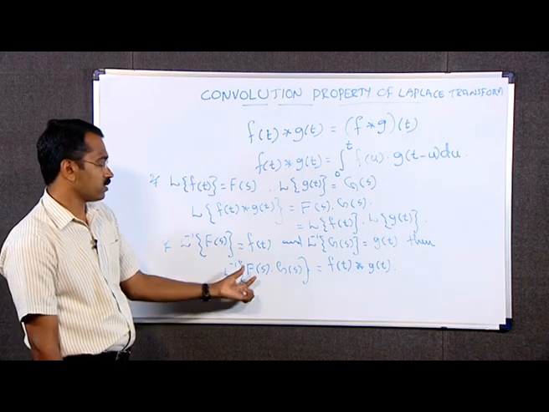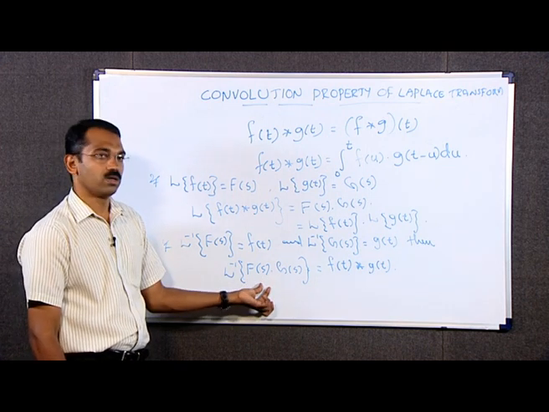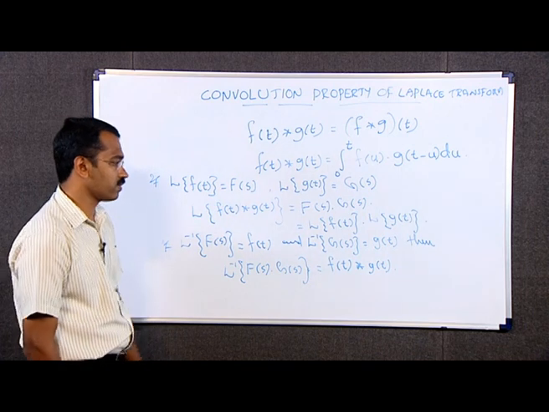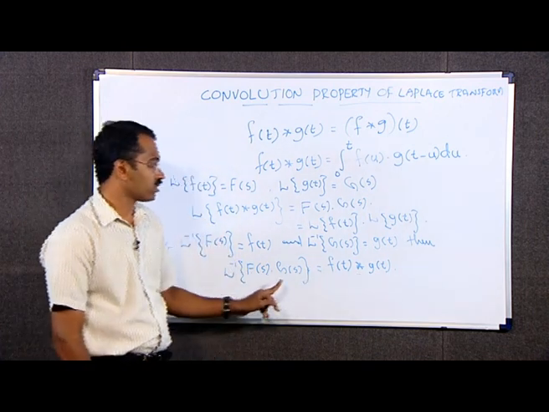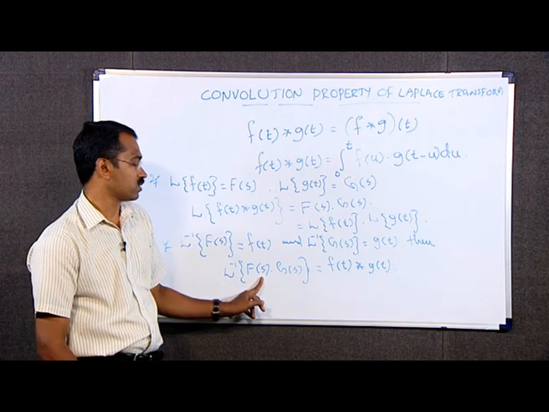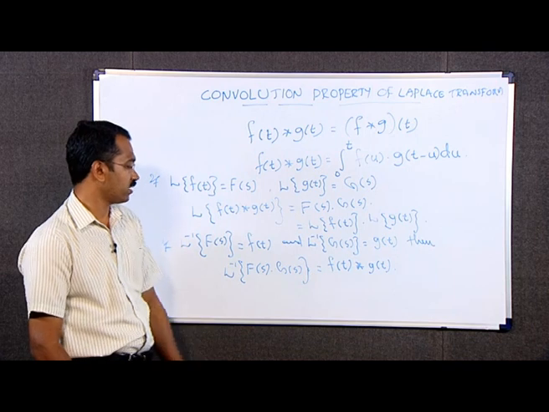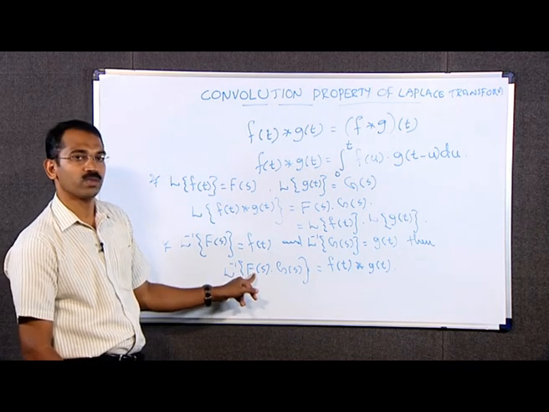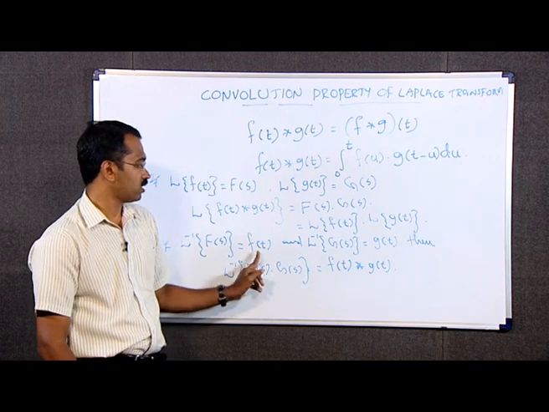We can find the inverse Laplace transform of this product F of s and G of s by taking the convolution of the corresponding functions f of t and g of t. Here f of t is the inverse Laplace transform of F of s and g of t is the inverse Laplace transform of G of s.